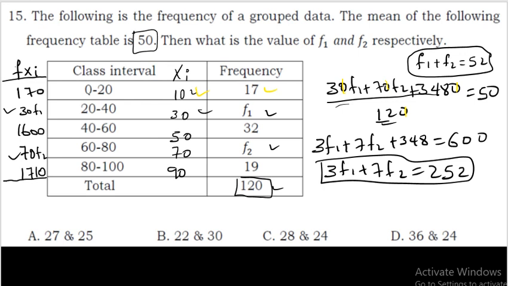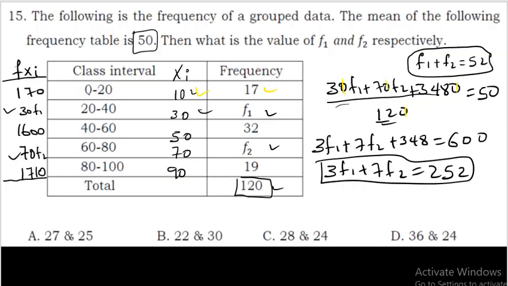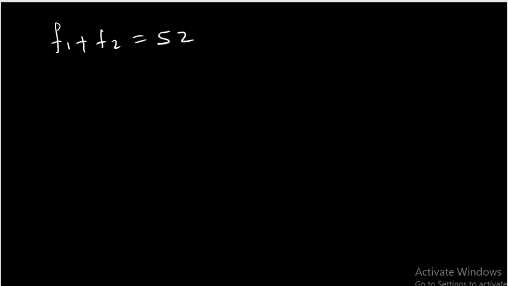Let's write it on the new page. f1 plus f2 is equal to 52. This is one of the equations. The other one, 3f1 plus 7f2, which is equal to 252. We have these two equations.